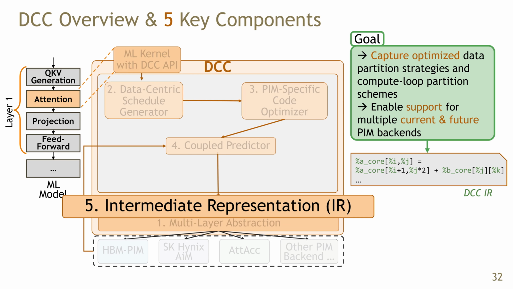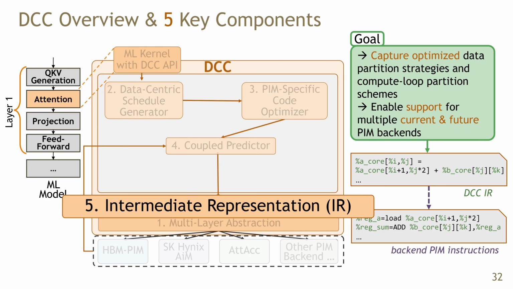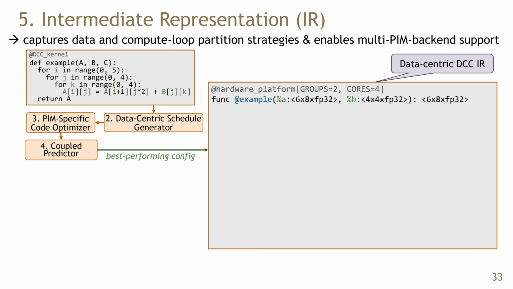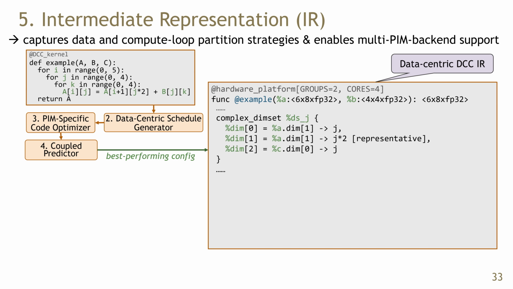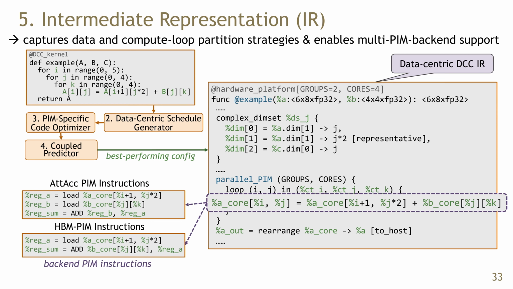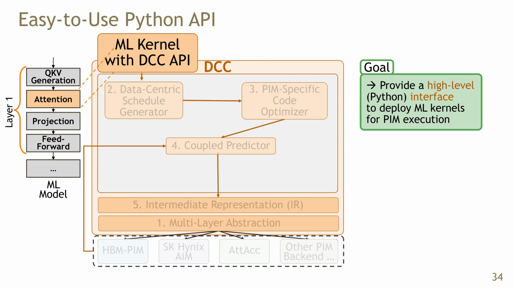Lastly, our data-centric IR can capture the optimized data partition strategy and compute loop partition schemes, and lower them to multiple PIM backends. The best performing configuration token from the coupled predictor is translated to our data-centric DCC IR. The IR contains the core-level tiling information and the compute code. For different PIM backends, the IR will be transformed to different PIM backend instructions. For example, this line can be lowered to an AttAcc PIM instruction or an HBM-PIM instruction as shown in these two boxes. At the same time, a programmer can easily write a PIM kernel with our Python interface.